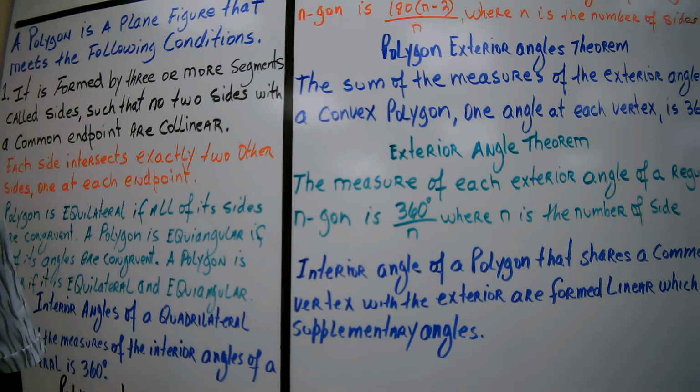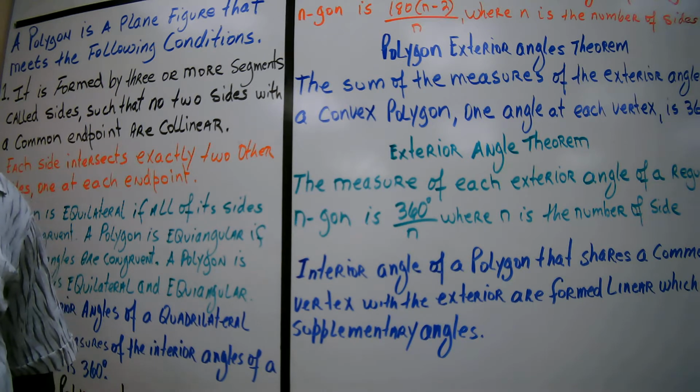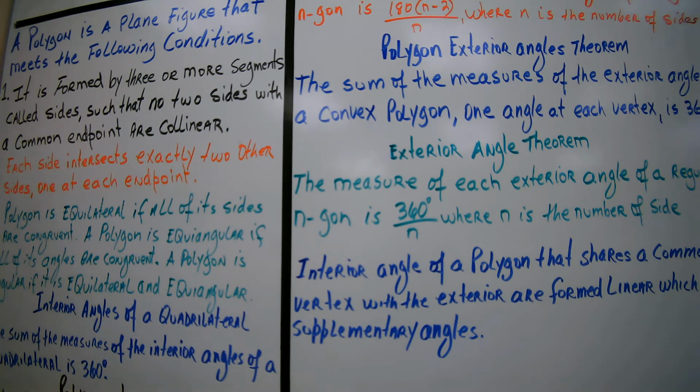It is formed by three or more segments called sides, such that no two sides with a common endpoint are collinear. The second condition to be a polygon is that each side intersects exactly two other sides, one at each endpoint.